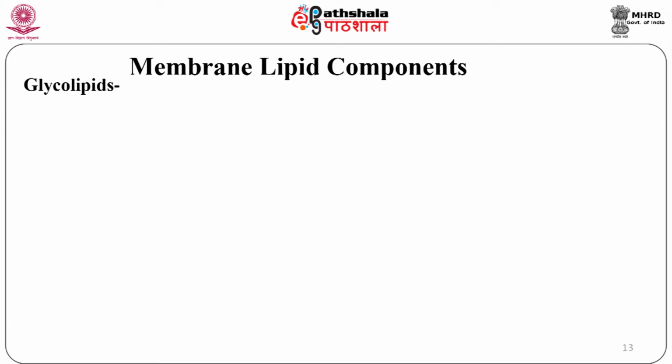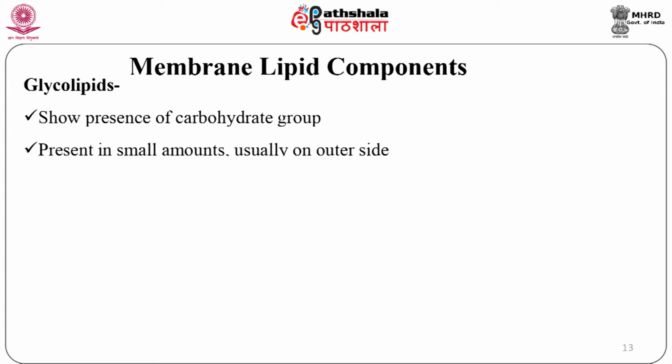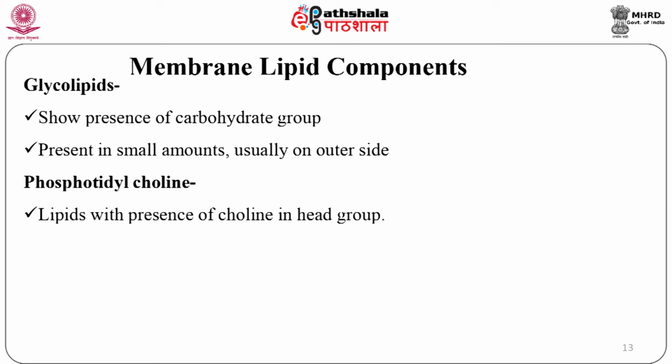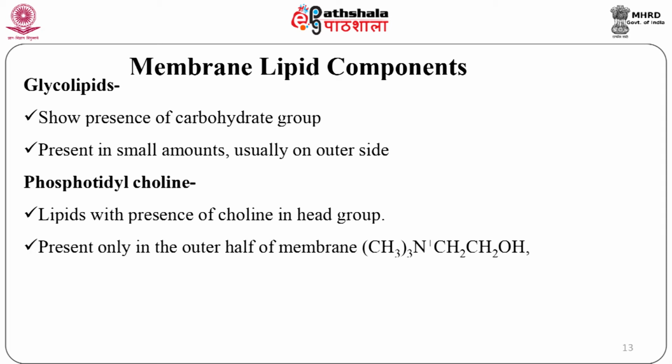Glycolipids. These show the presence of carbohydrate groups. These are present in small amounts and usually on the outer side. Phosphatidylcholine. These are the lipids with the presence of choline in the head group. These are present only in the outer half of membranes.